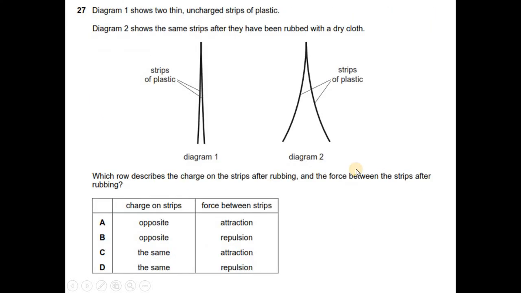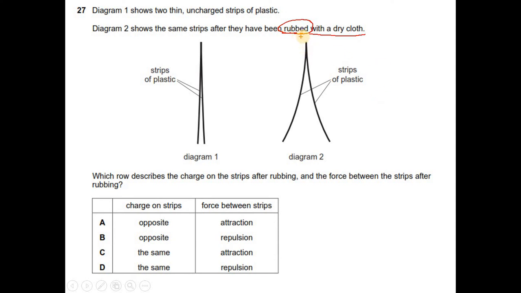Question number 27. Diagram 1 shows two thin uncharged strips of plastic. Diagram 2 shows the same strips after they have been rubbed with a dry cloth. Diagram 1, okay, normal position. After rubbing, they have this position. Of course, you know that when some object is rubbed, then due to rubbing we have static electricity produced, or transfer of charges from one object to another.